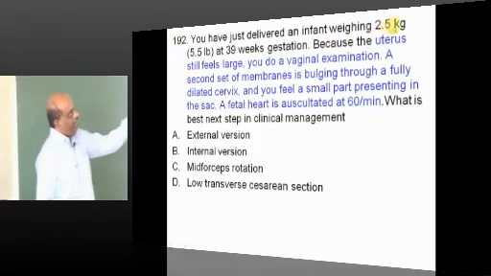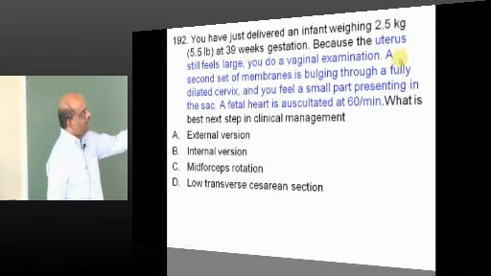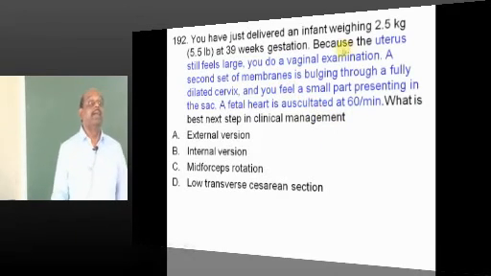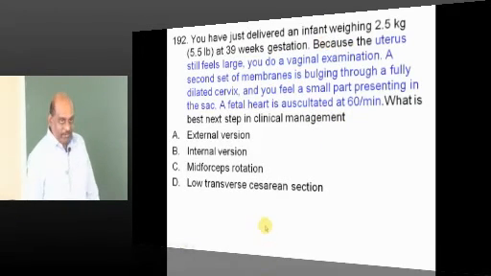You have just delivered an infant weighing 2.5 kg. Still the membranes are bulging through a dilated cervix and you found a small part. It is not the delivered baby's part. Sir, it is the undelivered twin. You want to do LSCS, because fetal heart rate is 60, so the baby is in distress.